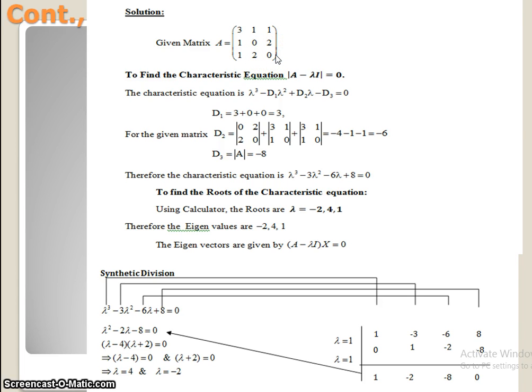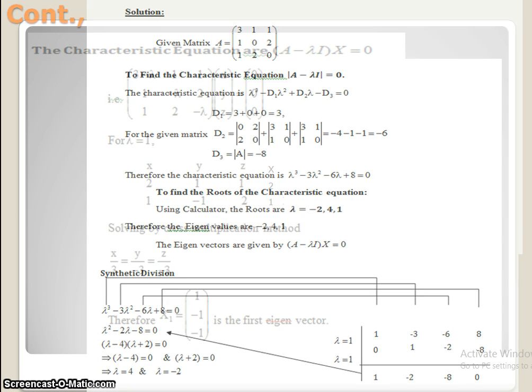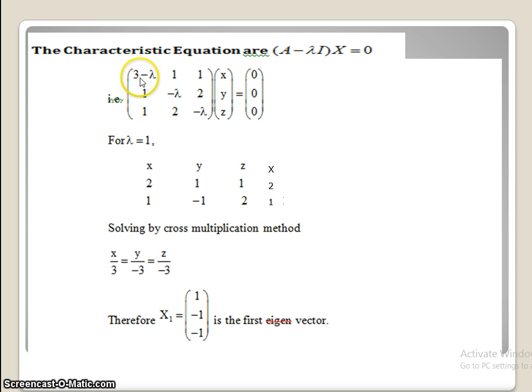This is the idea. A minus lambda I is nothing but we subtract lambda from the diagonal elements of the given matrix. So 3 minus lambda, and 0 minus lambda is minus lambda, again 0 minus lambda is minus lambda. So this is (A minus lambda I) times X. What is X here? X is a 3 cross 3 matrix.